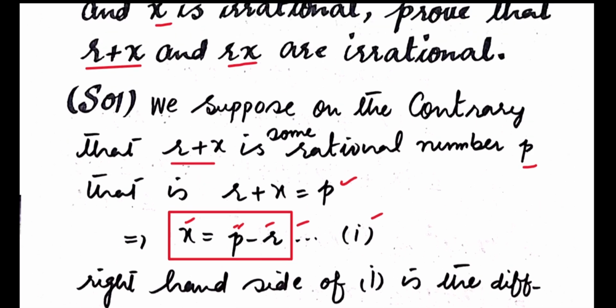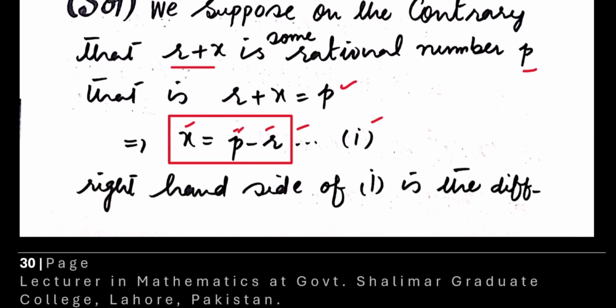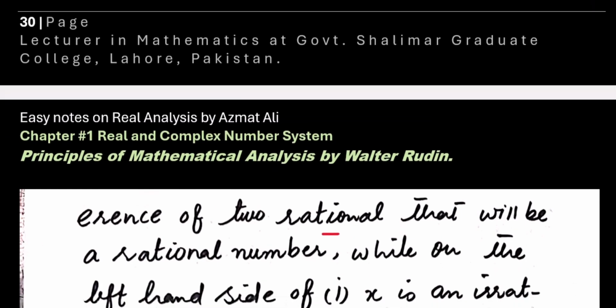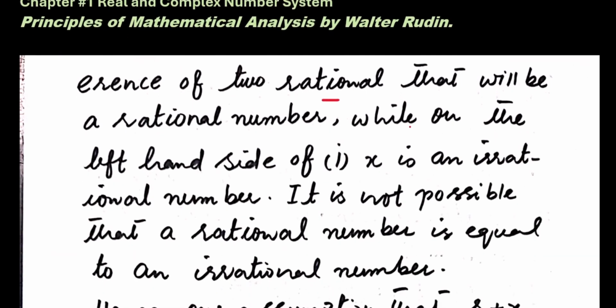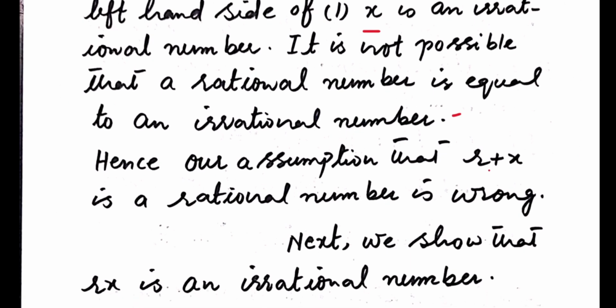It is given that X is irrational, and it is not possible that a rational number is equal to an irrational number. Hence our supposition is wrong and R plus X is an irrational number.